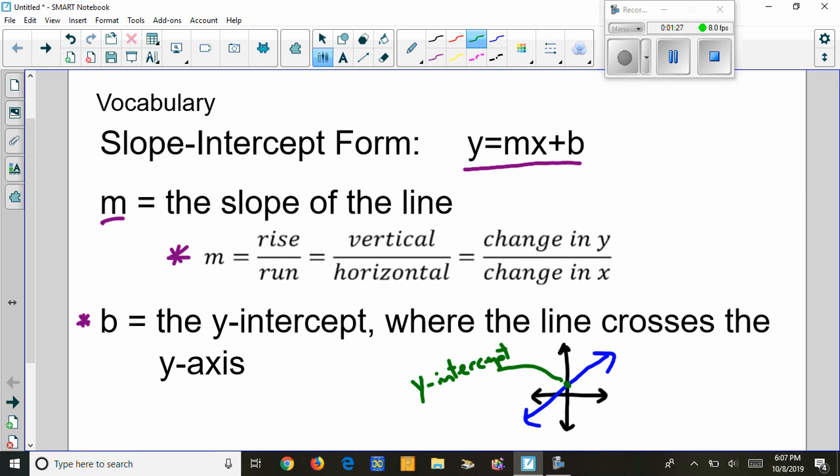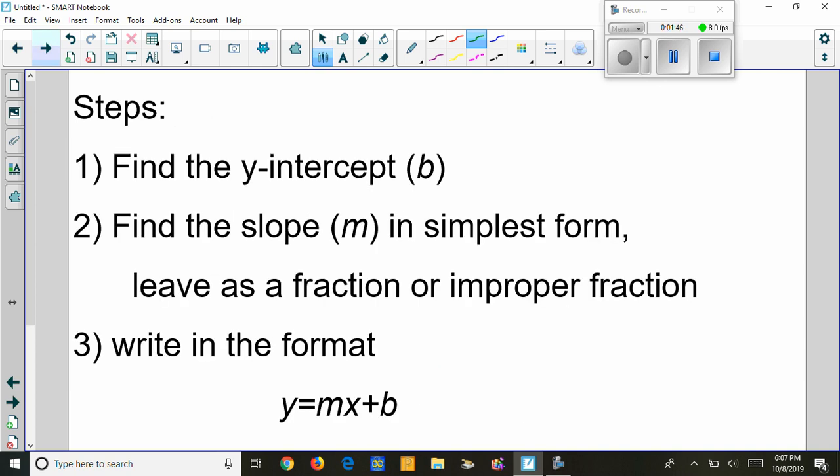We're going to talk about how to write an equation in slope-intercept form, how to put slope-intercept form on a graph. And to do that, let's look at these examples. For examples, I want you to see what steps we are going to follow.